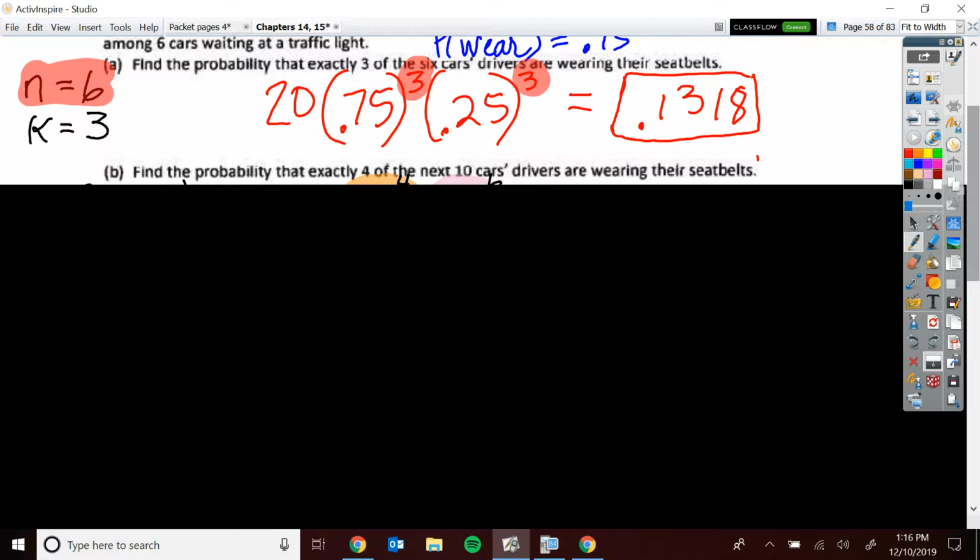Will you do the next one real quick? Find the probability of exactly 4. I was so excited. Too many exclamation points going on around here, okay? So do this one: find the probability of exactly 4 of the next 10 cars wearing their seatbelt.